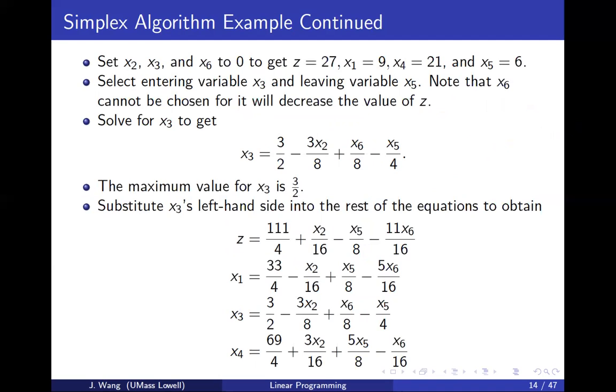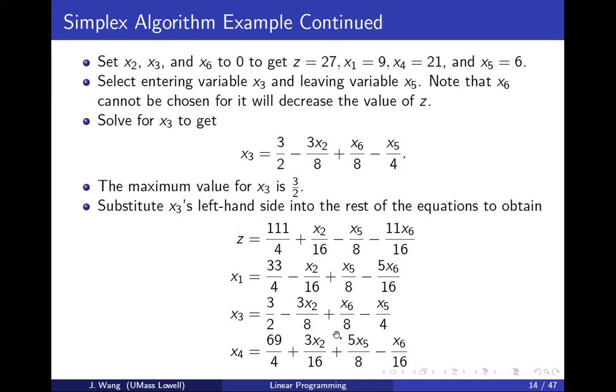And then after some manipulation, this is a new constraint: x3, which is 3 over 2 minus this plus that, and so on. So then we're going to replace z. So z now has this new value. So likewise, you got to change all this x1, x3, and x4. So these are equalities, okay? So they are still the same equality as before, but the variables on the left-hand side are different.